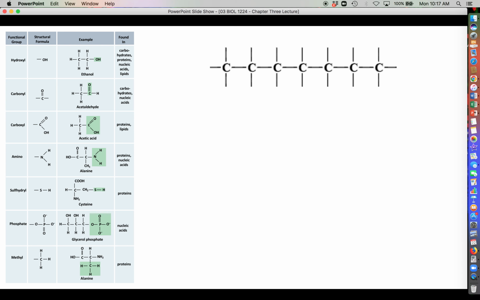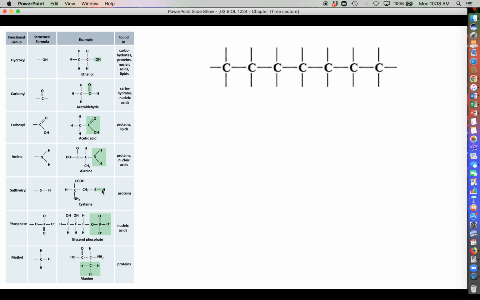Here you can see a little bit of a review of the different types of functional groups we're going to be talking about. The ones we spent most of our time on last time were the hydroxyl functional group, which imparts a lot of polarity to whatever skeleton it's a part of. We talked a little bit about carbonyl and carboxyl groups, which provide some polarity as well. The amino, phosphate, and methyl functional groups we also talked about, and the methyl group imparts some non-polarity and some hydrophobicity.